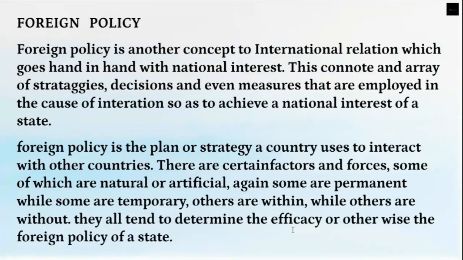It can be economic. So we have foreign policies, the plan or strategy a country uses to interact with other countries. There are certain factors and forces, some of which are natural, some artificial, some permanent, while some are temporary, others are within, while others are without. They all tend to determine the efficacy of the foreign policies of a state.